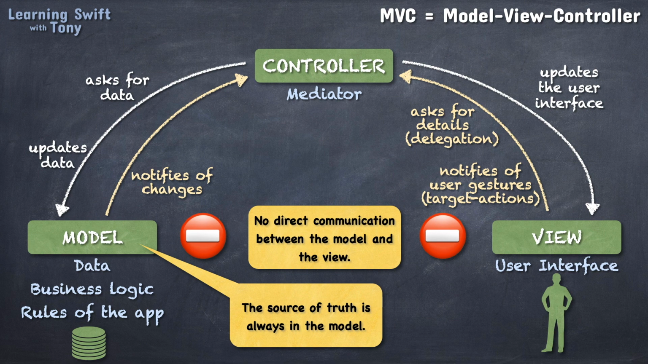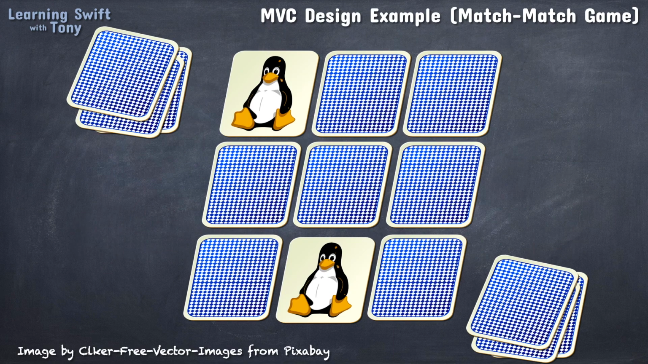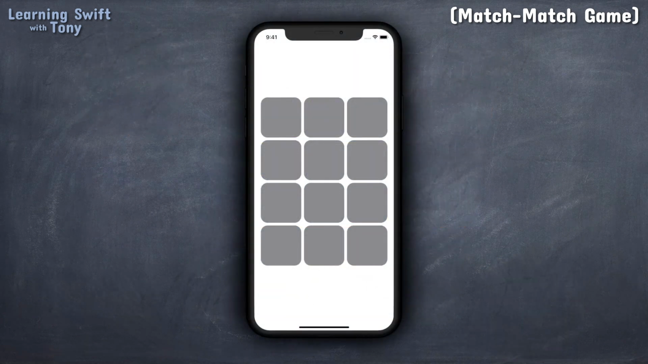Alright, if we really want to get a better grip of this entire MVC idea, it will help to take some time and look at a good example of MVC in practice. For our example today, we will design the MVC components for a game called Match Match, also known as Match Up, Memory, Concentration, Pairs, and many other names. It is a card game in which cards are arranged randomly on a surface and placed face down. The player starts by turning over 2 cards and tries to memorize them. If they are a match, the cards are removed.